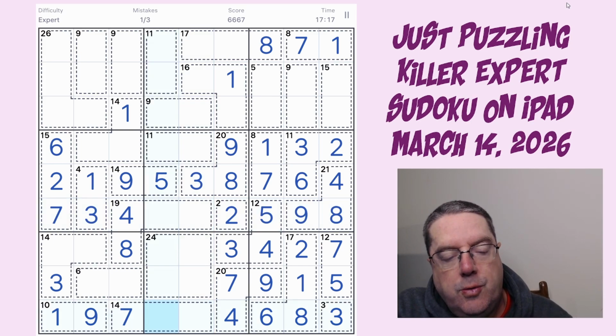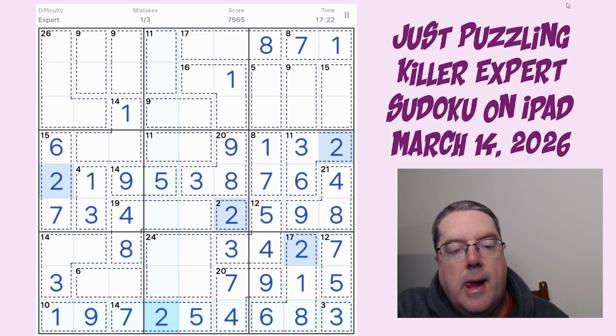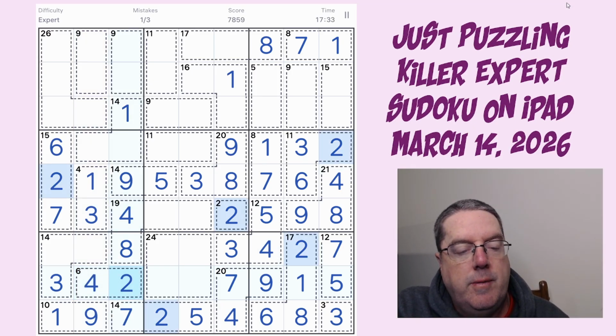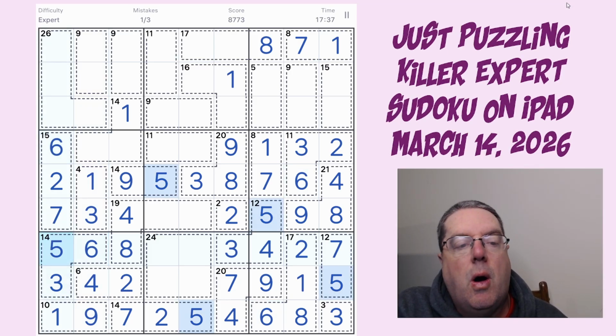Remember, this is 5 and 2, 5 can't be there, so this is a 5, leaving this to be a 2. Right, 2's there, 2's there. 4 comes down here, so this is a 4, leaving this to be a 2 here. 5 and 6, 6 can't be here, so this is a 6, leaving this to be a 5.